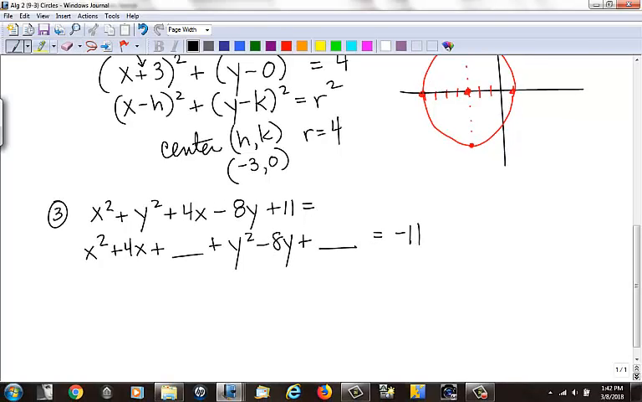So take half the coefficient of this linear term. Half of 4 would be 2, and add the square of that. So you're going to add 2 squared. So to balance it, you got to add 2 squared over to this side.